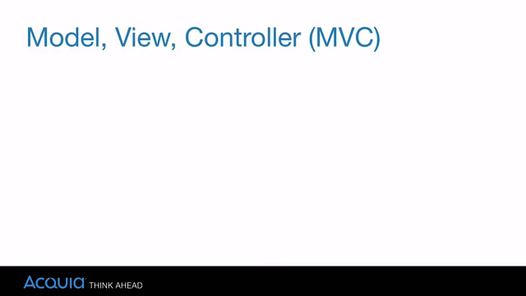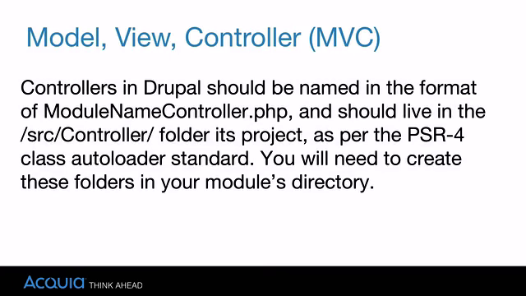There are naming conventions for controllers in Drupal. Controllers should be named in the format ModuleNameController.php and should live in the /src/Controller folder in its project. And again, we'll be creating some of these. Drupal's PSR-4 class autoloader or Composer won't be able to find your module's classes upon Drupal bootstrap if you're not following the expected folder hierarchy. So it's important to name these folders correctly and make sure /Controller is inside of /src.